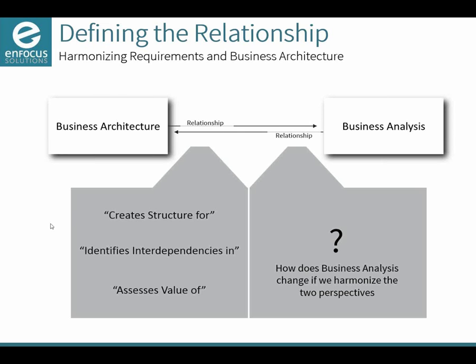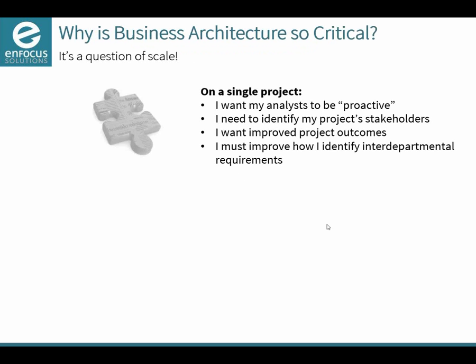Now, let's talk about why business architecture is so critical, all right? When we think about why it's so critical, we're talking about different layers within the organization in terms of what's the scale. Like if I'm on a single project, my context is going to be along the lines of, I want to be more proactive, right? My context is going to be along the lines of, I don't want to be an order taker. I want to drive business value much more proactively for an organization. I want to improve project outcomes.